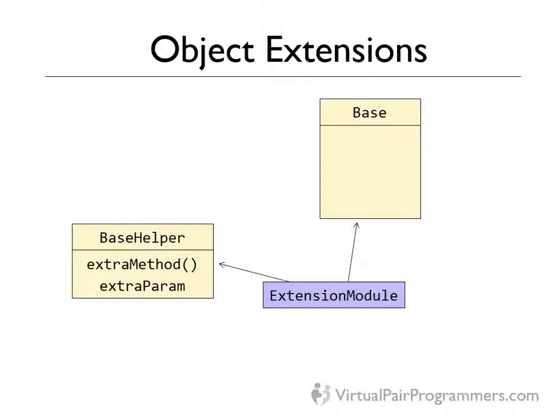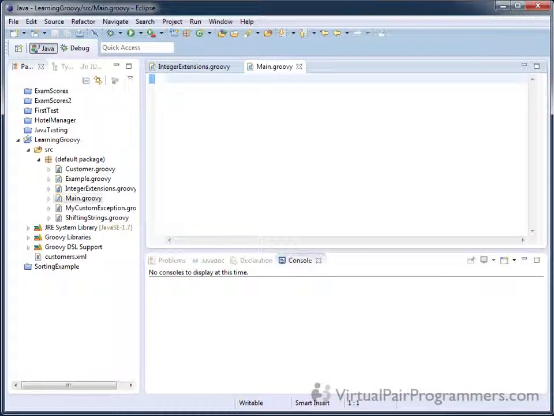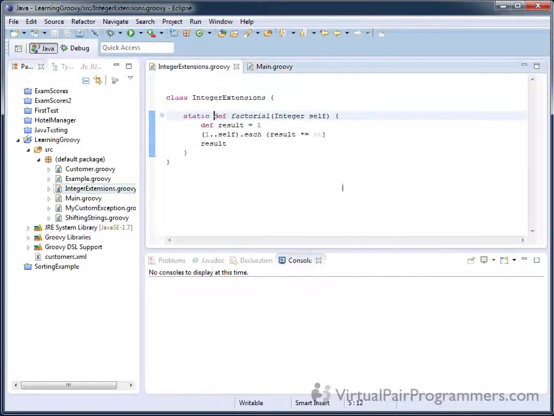So for our example, we'll create a new class called IntegerExtensions, which has our factorial method in it, and we'll write an extension module to tell the JVM to load this class as an extension of Integer. So let's go and do this. So I'm in the Learning Groovy project here. I've emptied out my main script and I've created already a class called IntegerExtensions.